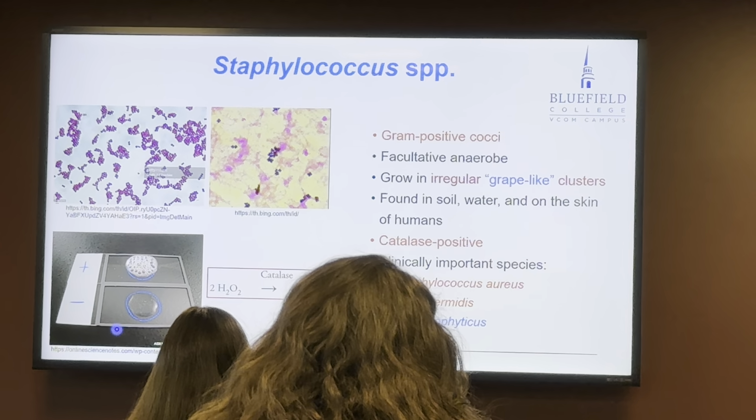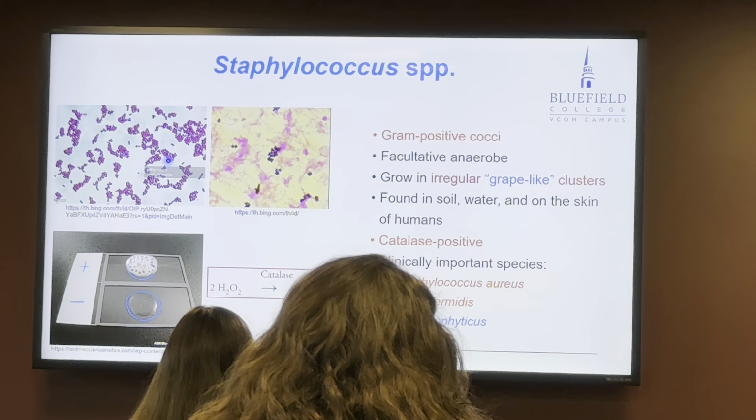Okay? They grow, and this was the image I referred to earlier. So the Staphylococci, yes, coccus, round, and they grow in these grape-like clusters. This is a purified culture. See all of these big clusters of grapes? Everybody can see that? All right.